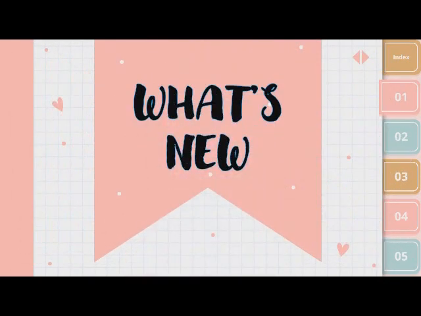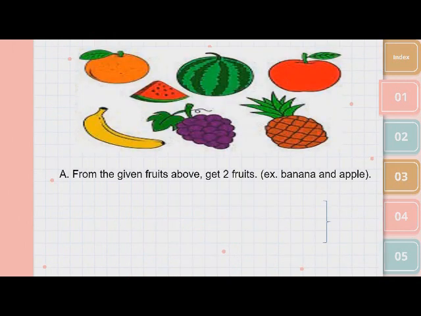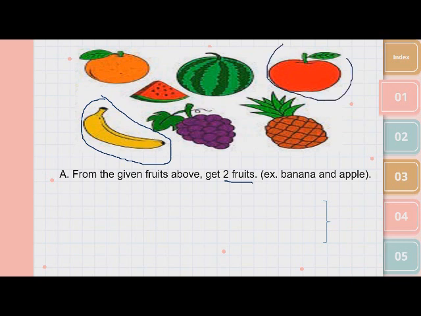Let's proceed now to this. What's new? Here we have pictures or images of the fruits. Then from the given fruits above, you will imagine that you will get 2 fruits. So 2 fruits here. For example, we have banana, okay, we'll get this one. Banana, and we have the apple. For example, you're going to pick 2 fruits from this list.